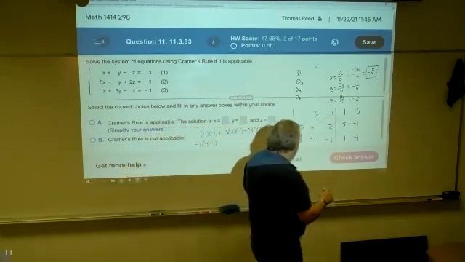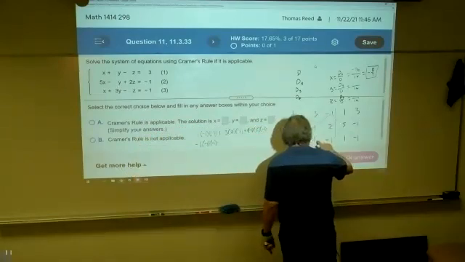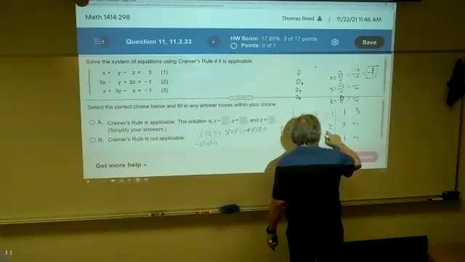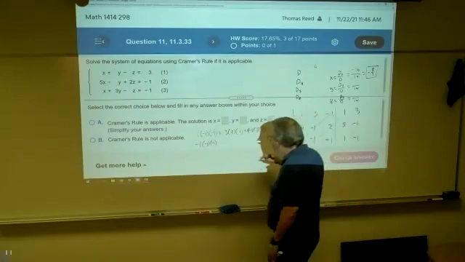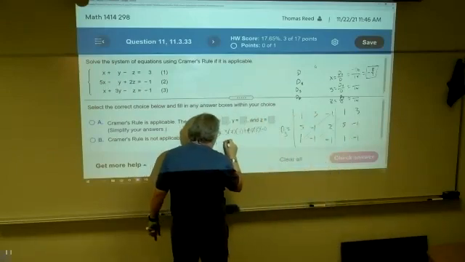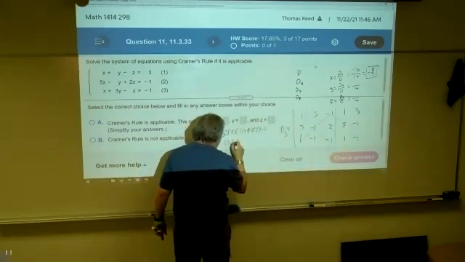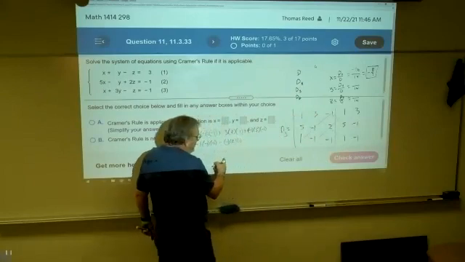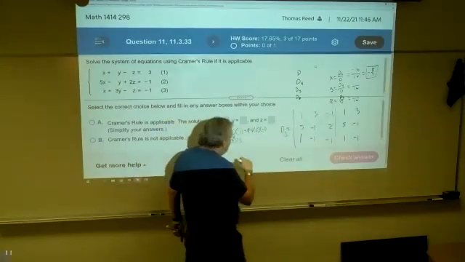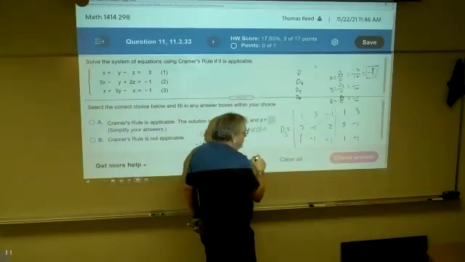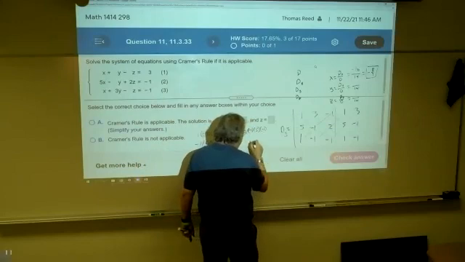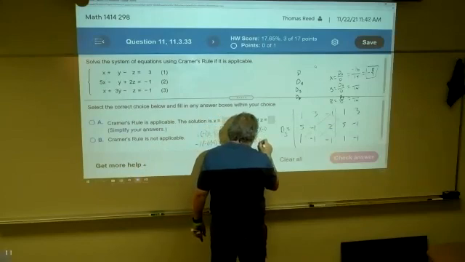Okay. And then the next diagonal, -1 times 2 times 1. That's minus a -1 times 2 times 1, which ends up being +2. And then the last product is -1 times 5 times -1.